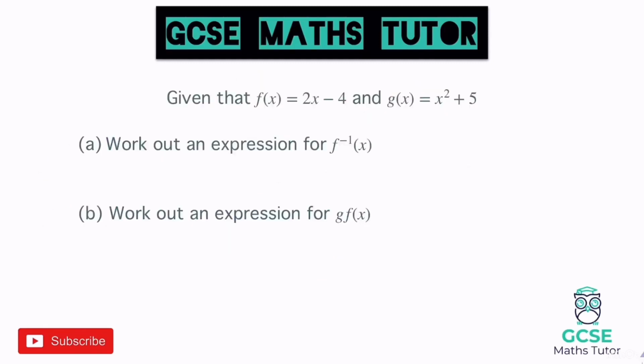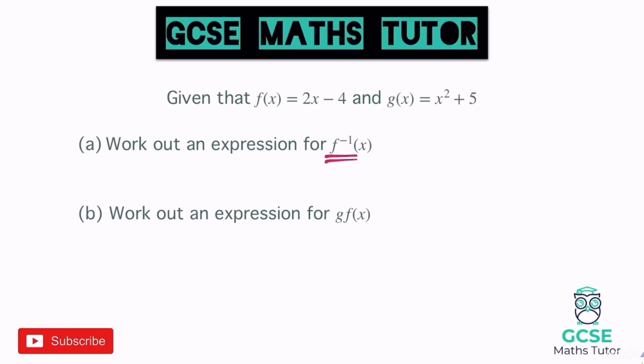Okay, so we've got a functions question. So we've got f of x is 2x minus 4 and g of x is x squared plus 5. Now the first one we're going to have a look at is this here, so working out an inverse function. So an inverse function just means basically doing it in reverse. So the function of f is 2x minus 4. It times this number by 2 and then takes away 4.